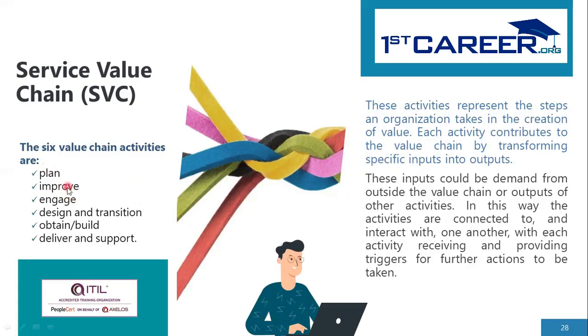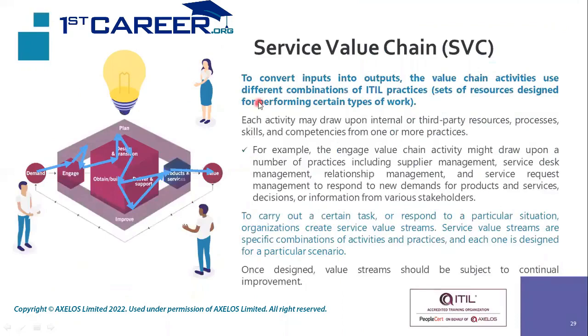These activities do interact with each other. It is normally not possible that just one activity is included in the value stream. It will generally be a combination of activities, though it may be that it remains just one activity in a single value stream. A little bit more on this. To convert the input into outputs, the value chain activities use different combinations of the practices, sets of resources designed for performing certain types of work. Each activity may draw upon internal or third-party resources, processes, skills, and competencies from one or more practices.